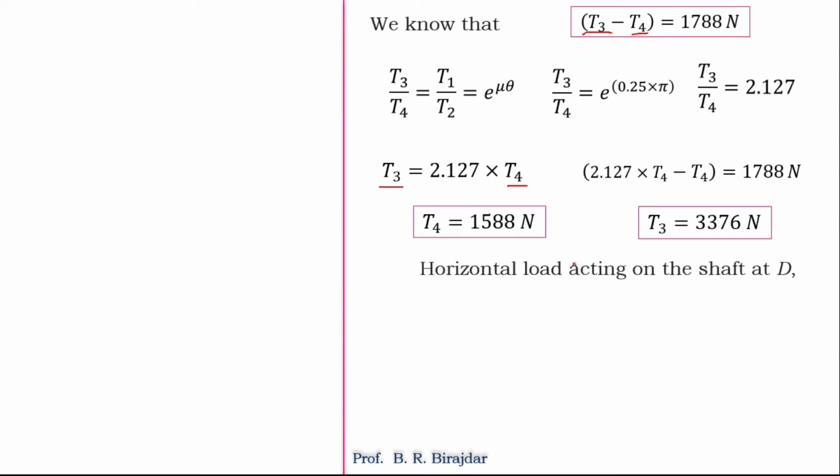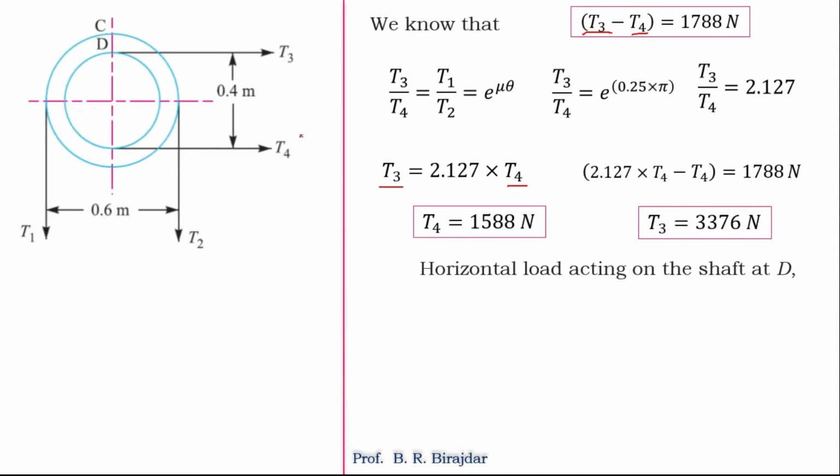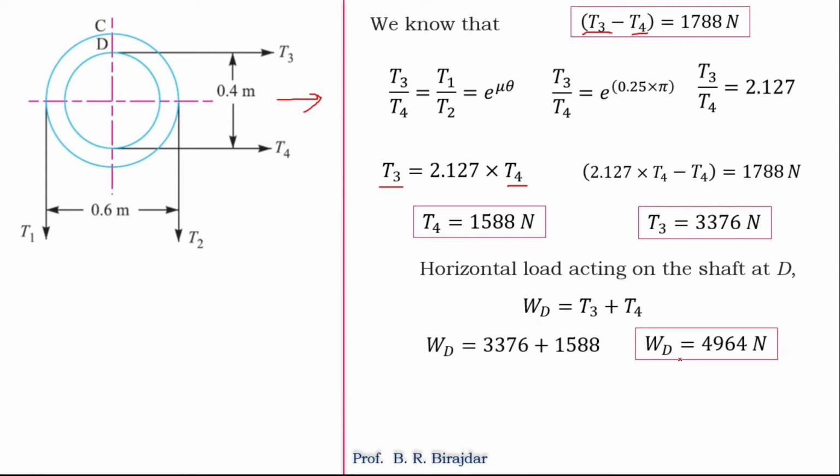Now based on this, since we just calculated T3 and T4, we can find out the horizontal load acting on this pulley D, right? So we will add these two values which are acting toward the right hand side. Therefore the total load acting in the horizontal direction on pulley D is equal to T3 plus T4, and we will add this. So we will get the total load, that is 4964 Newton, that is the load acting towards the right hand side.